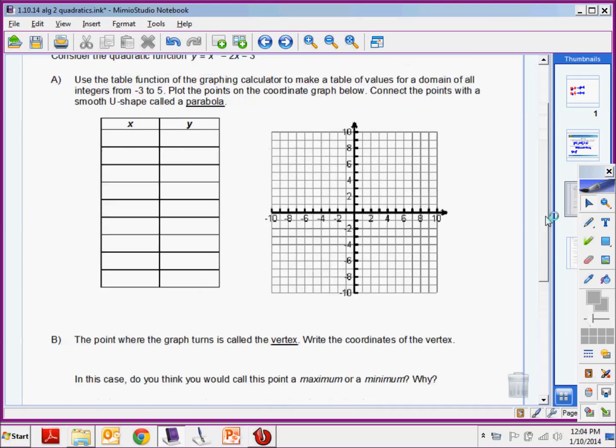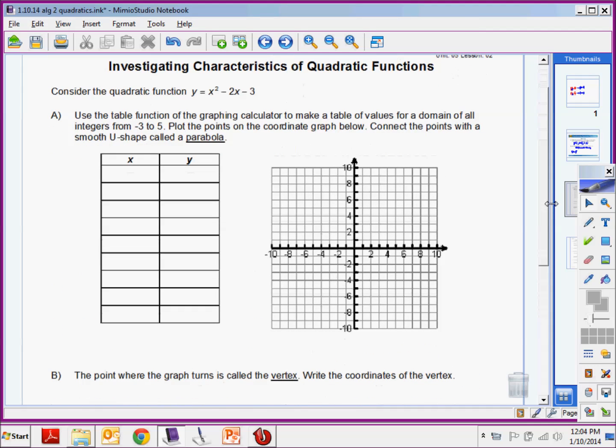The task is to graph y equals x squared minus 2x minus 3, fill in the table, and sketch the graph. You should be able to do that without any problems, and if that's a struggle for you.